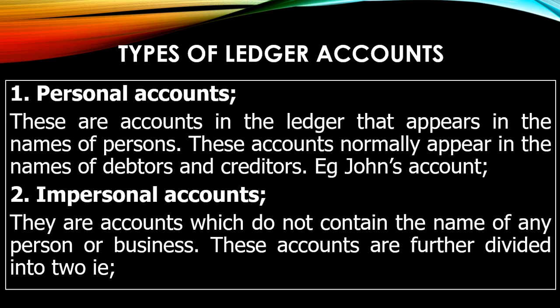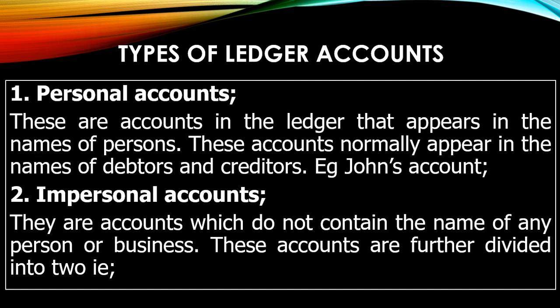But also we have impersonal accounts. These ones do not contain the name of the person or the business. Now they are divided into real accounts and the nominal accounts. Real accounts are the accounts that relate to assets, physical non-current assets. For example, if you buy land, you open up a land account.